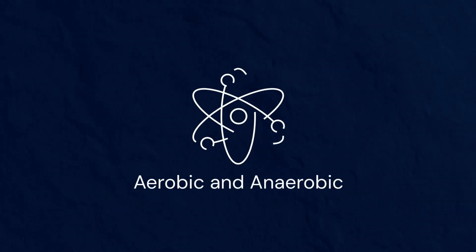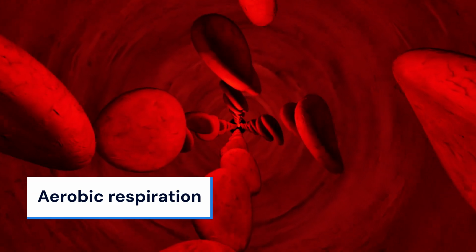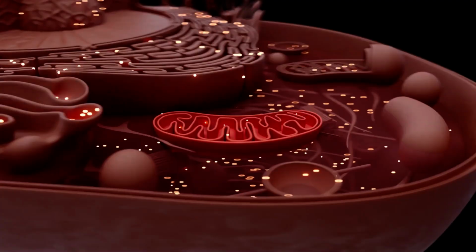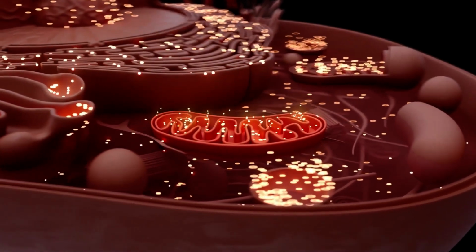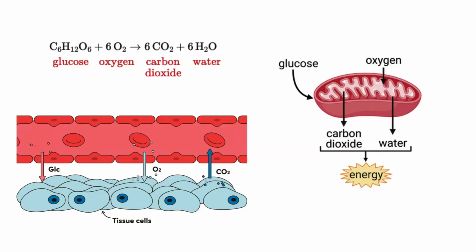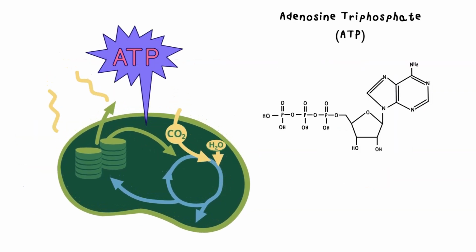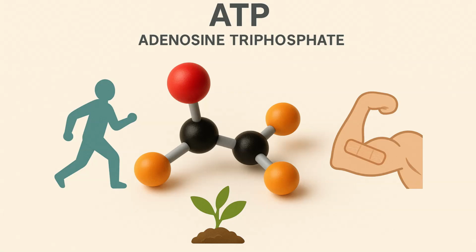There are two main types of respiration, aerobic and anaerobic. Aerobic respiration happens when oxygen is available. It takes place mainly in the mitochondria of cells, which are often called the powerhouses of the cell. In this process, glucose, a type of sugar, combines with oxygen to produce carbon dioxide, water, and a large amount of energy. The energy released is stored in a molecule called ATP, adenosine triphosphate, which cells use to carry out all their activities, like movement, growth, and repair.